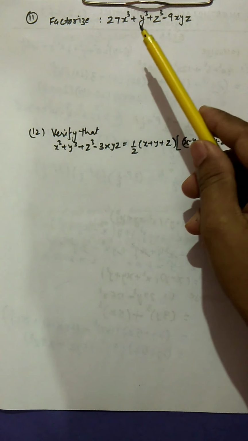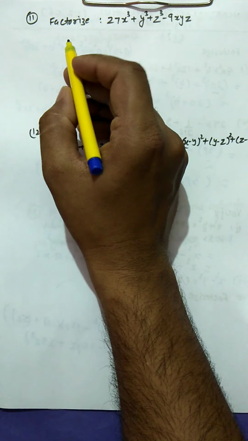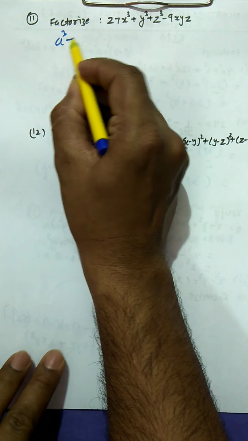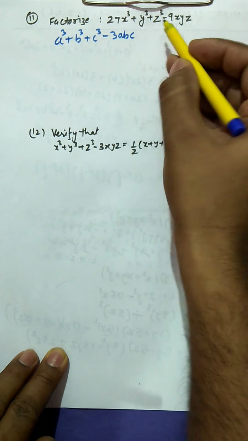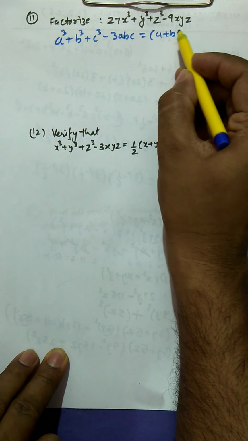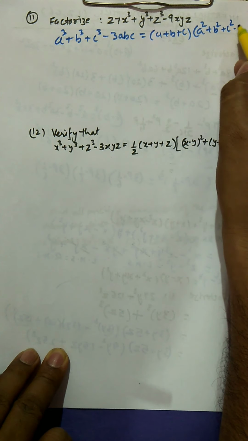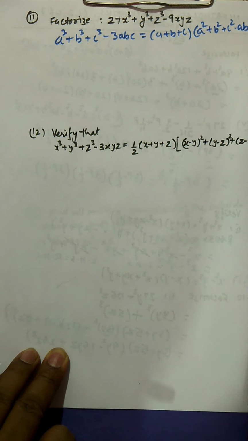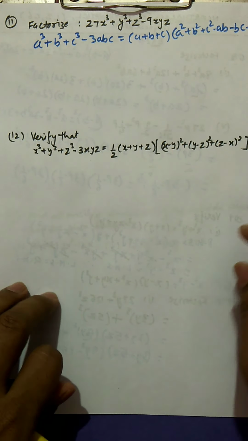This is your question number 11. Factorize 27x cube y cube plus z cube minus 9xyz. So before I start the factorization, I would like to give you the identity based on this. The identity is a cube plus b cube plus c cube minus 3abc is equal to a plus b plus c bracket a square plus b square plus c square minus ab minus bc minus ca. This is the identity of a cube, b cube, c cube.